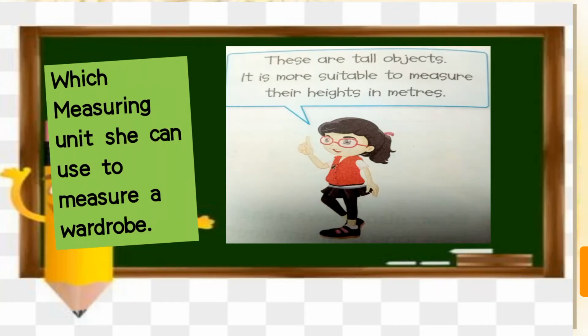So which measuring unit can she use to measure a wardrobe? She has only two measuring units, meter and centimeter. Yes, let's see. These are tall objects. It is more suitable to measure their heights in meters. Whenever we identify that the objects are tall, it all depends on our observation, because these are approximate units of measurement. If the object is tall, we have to measure the height in meters.